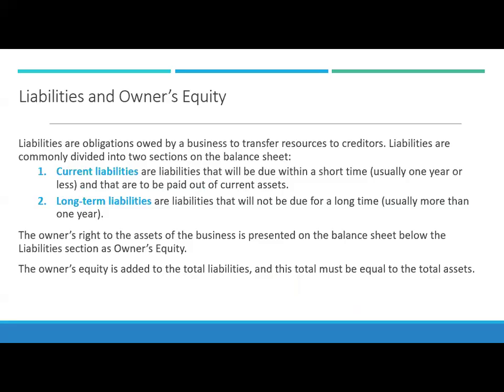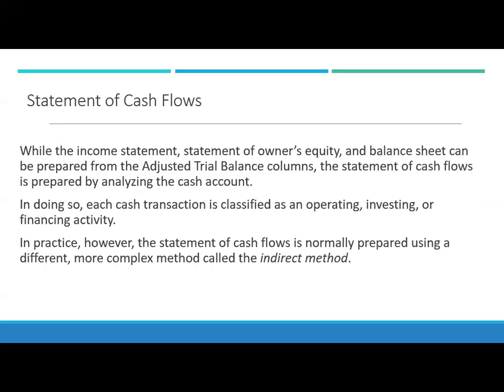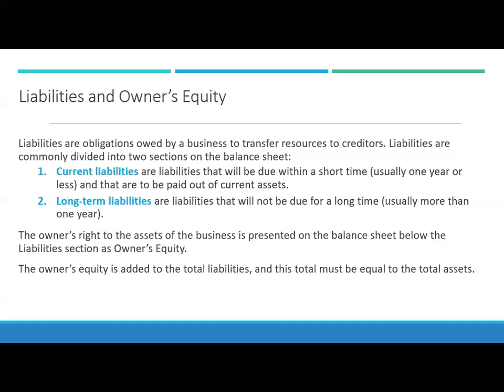Then liabilities. Current liabilities are all due within a year, and long-term liabilities are not due until more than a year from now. This is important to know and disclose on the financial statements, because if the debt is due currently, that's a much more pressing concern than if it's due in a more long-term manner. And then the owner's right to assets of the business, that's what's left over for the owners. That's in the owner's equity portion.